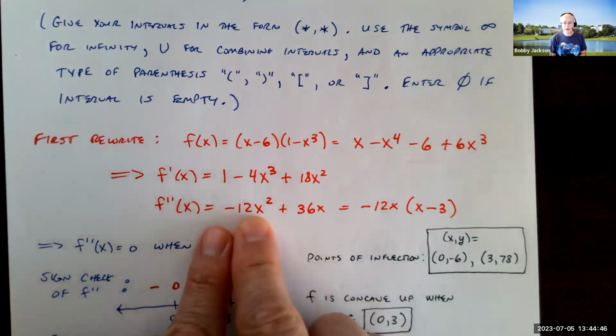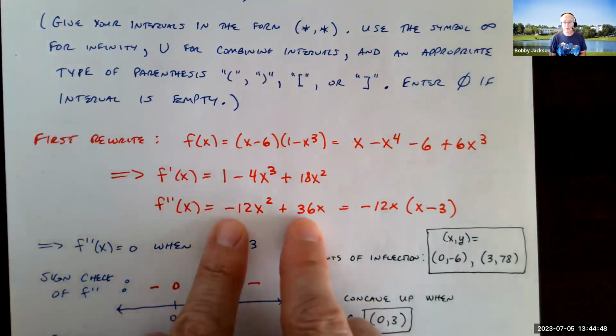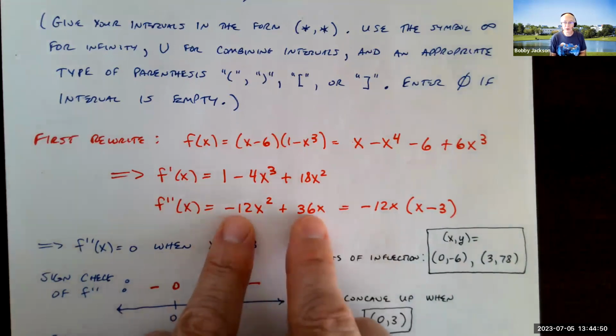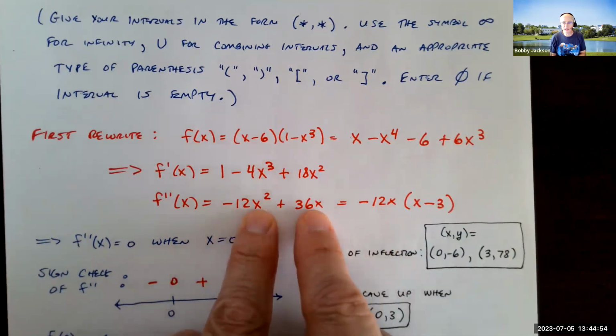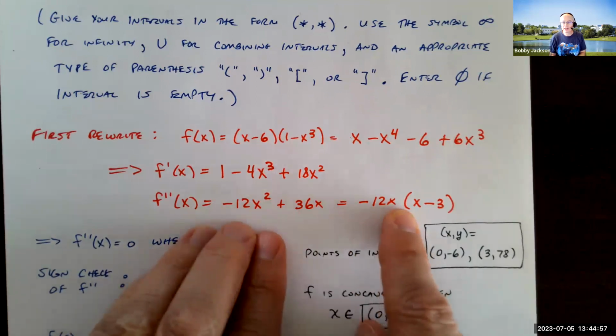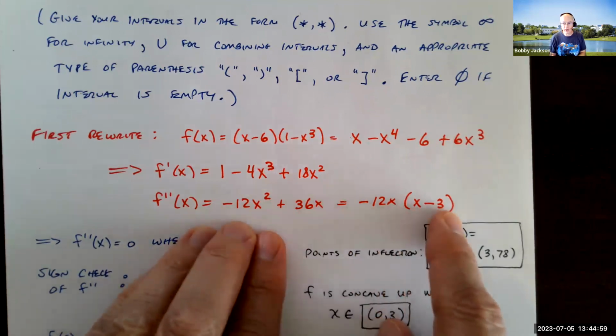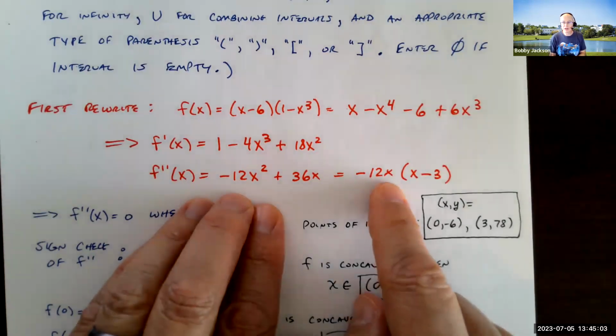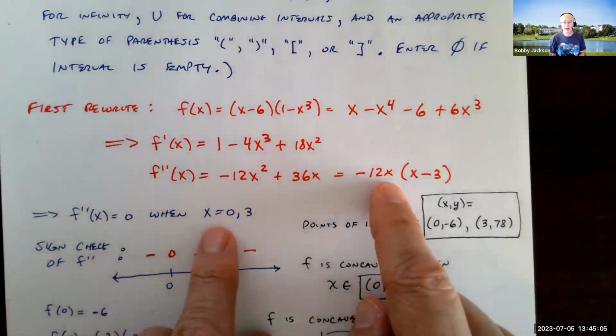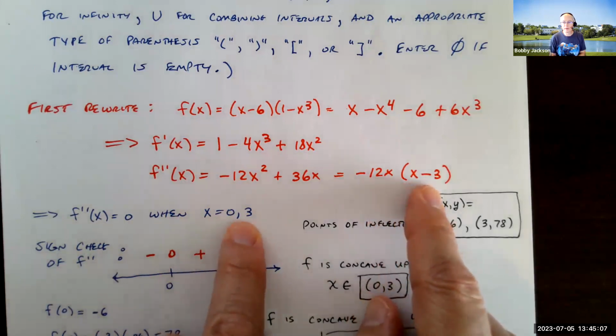Now I'm going to go ahead and factor out the GCF of negative 12X. Between negative 12 and 36, I factor out a negative 12, and I've got an X and an X squared, so I pull out an X. That's going to leave me an X and a negative 3. Notice the negative times negative will make that positive. So I can see clearly that the second derivative is 0 when X is 0 or 3.